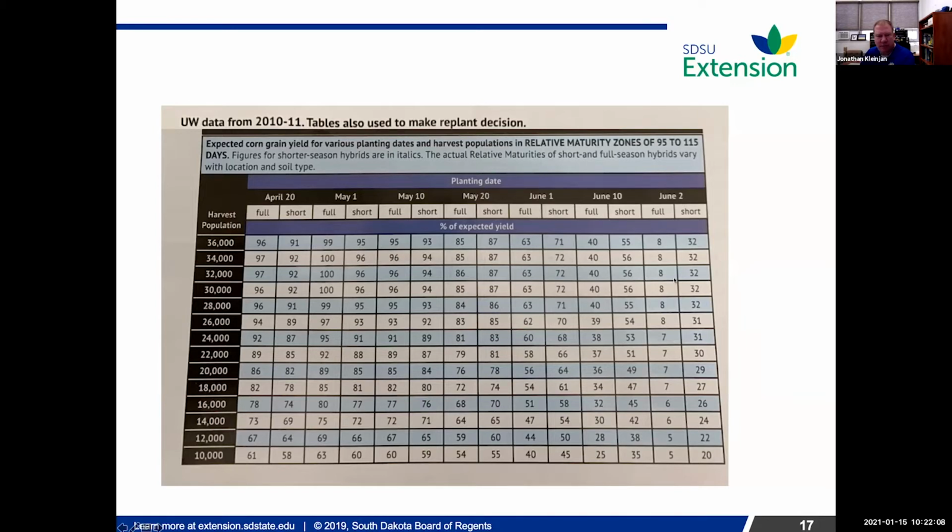They have a typo there. But as you get to June 20th, with the early corn you're going to get about 30% of your maximum and only 8% with the full season. And I still think these numbers are a little bit low. But that's one of the reasons I wanted to do a study this year, so we had some data from South Dakota to look at.